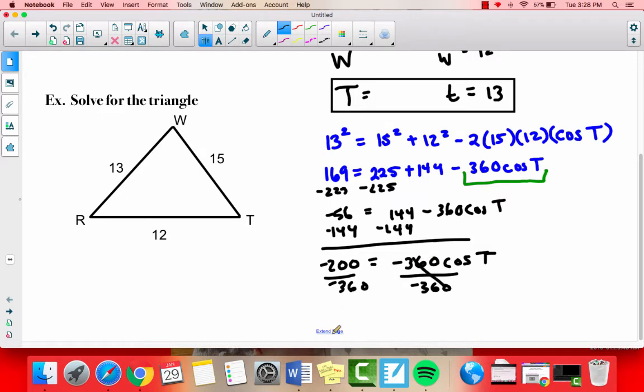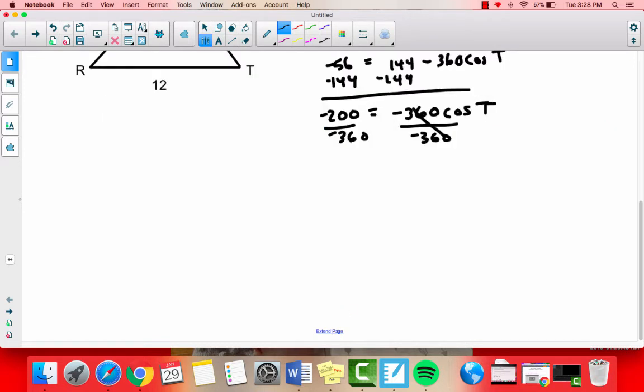Now, one thing I would encourage you to do is to keep everything in fraction form. It will be easier to type in that way. So I'm going to cancel out my zeros here, and then I can divide negative 20 by negative 36, and that's going to get us positive 5/9 equals the cosine of T.